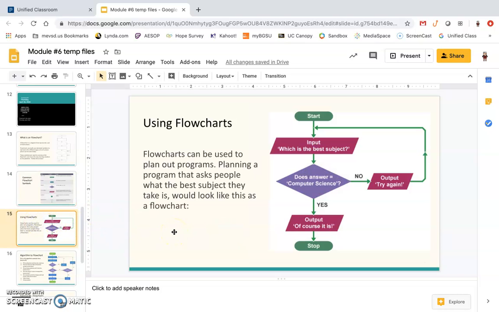So here's one example of a flowchart. Flowcharts can be used to plan out programs. Planning a program that asks people what the best subject they take is would look like this. So we have the start. The input is what is the best subject. Does the answer equal computer science? If no, the output says try again. Like here, if it's yes, then of course it is, and stop. So a little bit of a self-serving computer science flowchart here. As you can see, we have the start and the stop, which are those ovals. We have the parallelograms, which is the input and the output between the user and the computer.